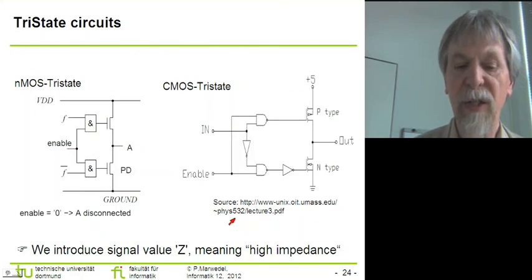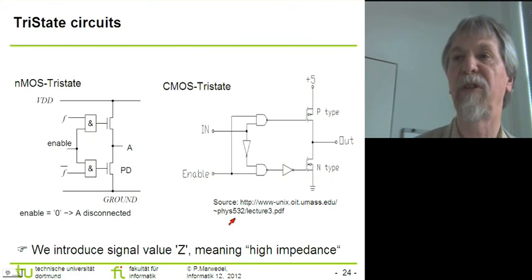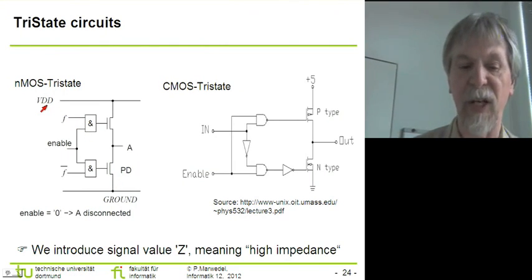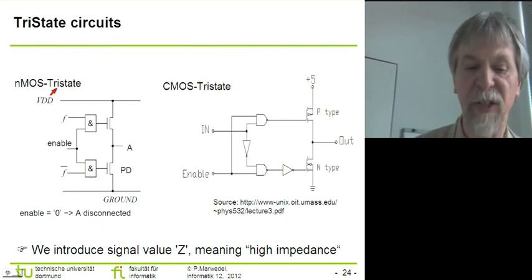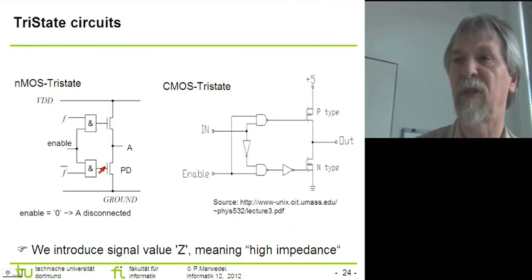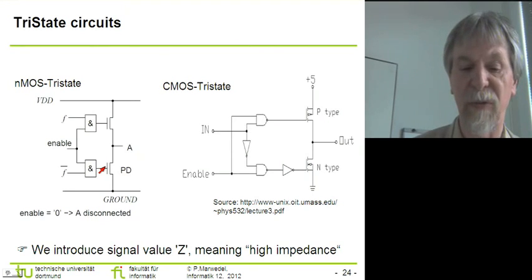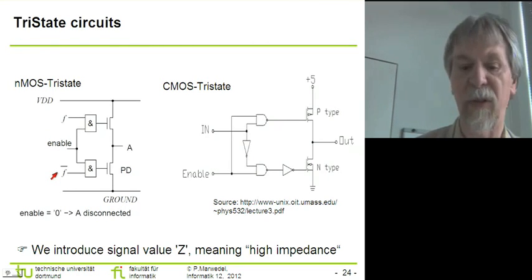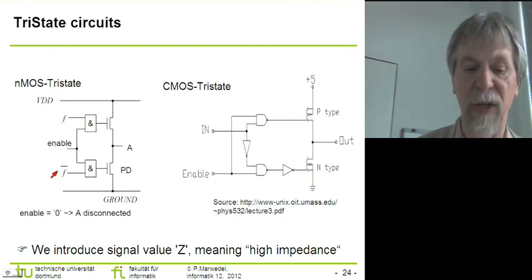Now, in other cases, it may be necessary to also provide an active path to the supply voltage, but still to be able to disconnect the output. That's possible with tri-state circuits, and this is a very simple tri-state circuit. In this tri-state circuit, we have two transistors as outputs that can provide a path either to VDD, to the supply voltage, or to ground. And we have to provide these two transistors with signals of opposite logic value.